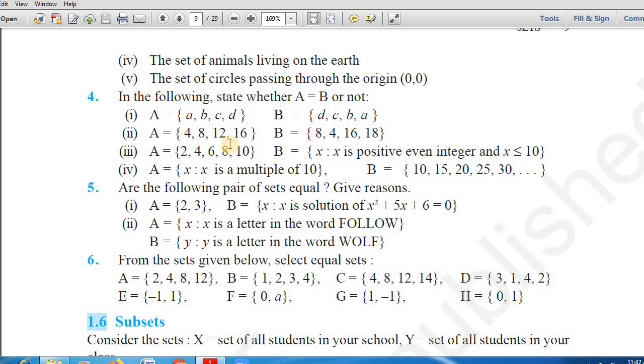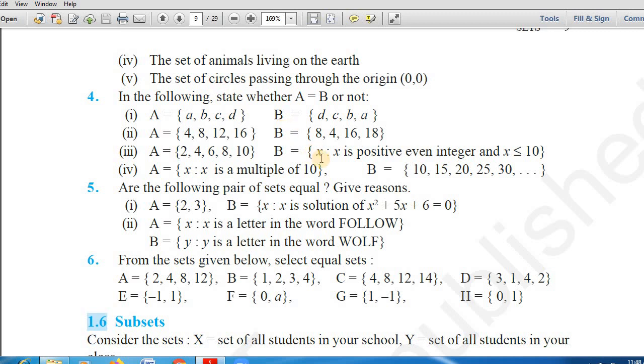So it is not equal. That means A is not equal to B. In example number 3, A consists of 2, 4, 6, 8, 10. B is another set, expressed in set builder form: x such that x is a positive even integer and x is less than or equal to 10.